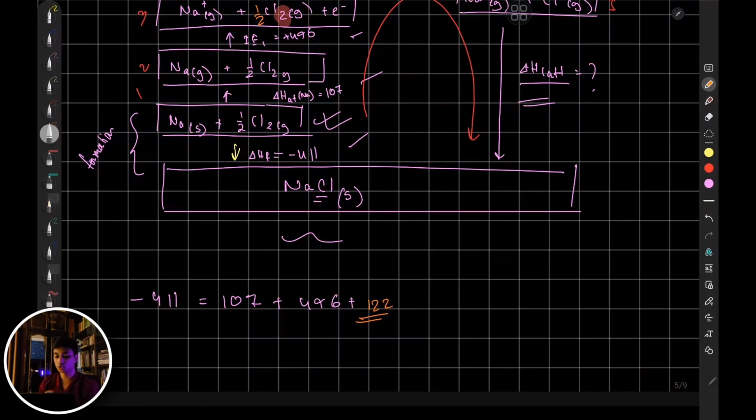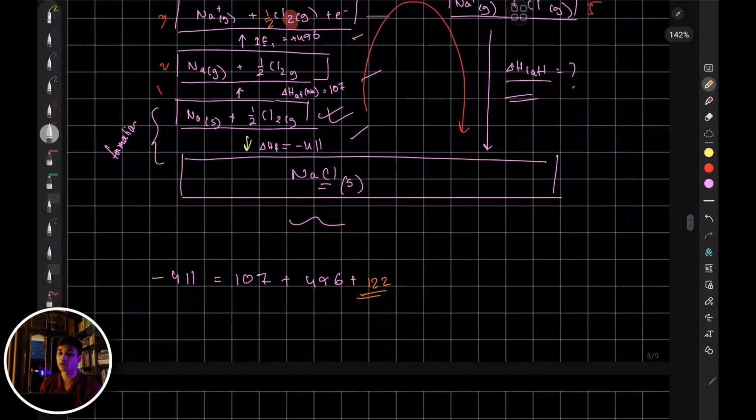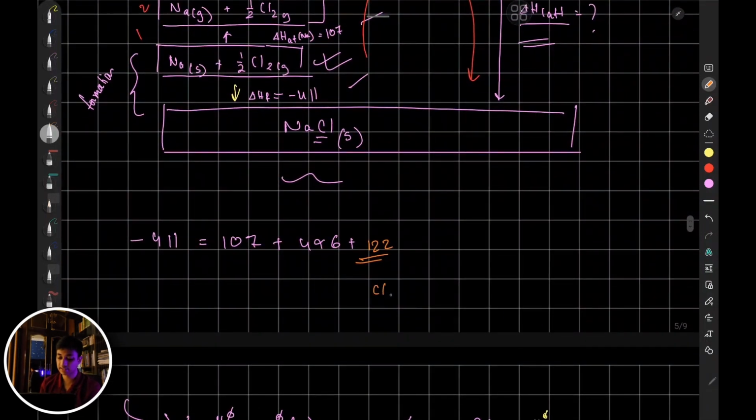in the data booklet you will be given a lot of bond energies. So let's say there is a bond energy listed for Cl2, and it's given as, I guess, 242. You don't take the value 242 as it is. You're going to multiply half with this value. Why? Because the bond energy is actually giving you the amount of energy needed to form 2 chlorine atoms. Because from Cl2, what you're going to form is 2 Cl atoms.